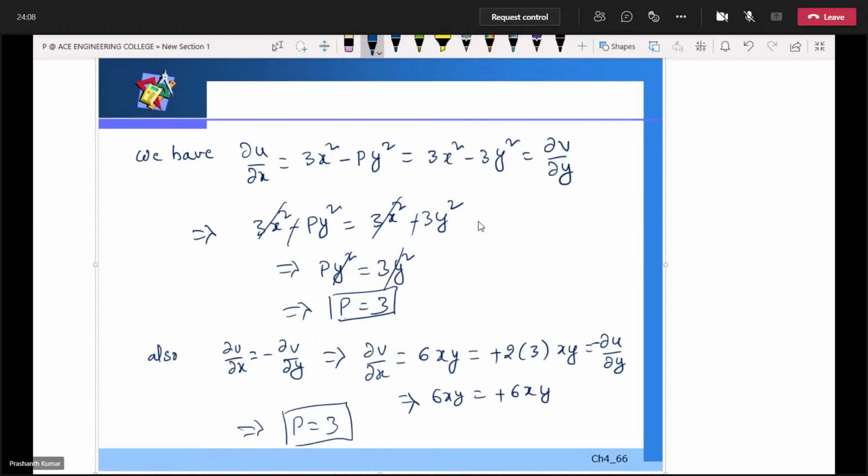So what we do is 3x square minus p y square, which we found for ∂u/∂x, is equal to ∂v/∂y, that is 3x square minus 3y square. From this, 3x square minus p y square is equal to 3x square minus 3y square. So 3x square cancels, the negative sign cancels. p y square is equal to 3y square. y square cancels. p is equal to 3.